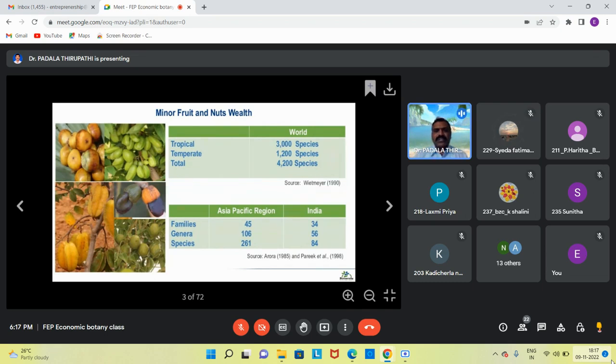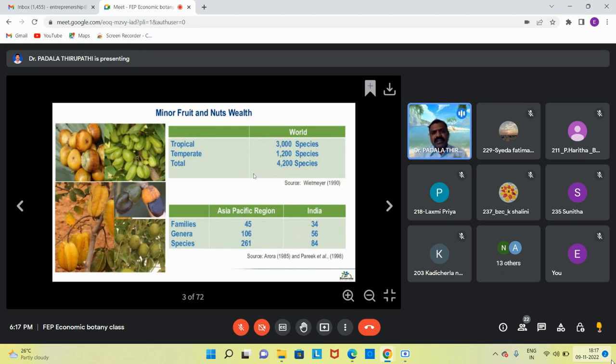Yes, sir. So these are minor fruits. So minor fruit and nuts for wealth. See here, in the tropical region and temperate region, how many species do we know in the entire world? In the tropical regions, we know only 3,000 species, and in temperate regions, 1,200 species. Total 4,200 species we know. The source is Vetimier 1990.